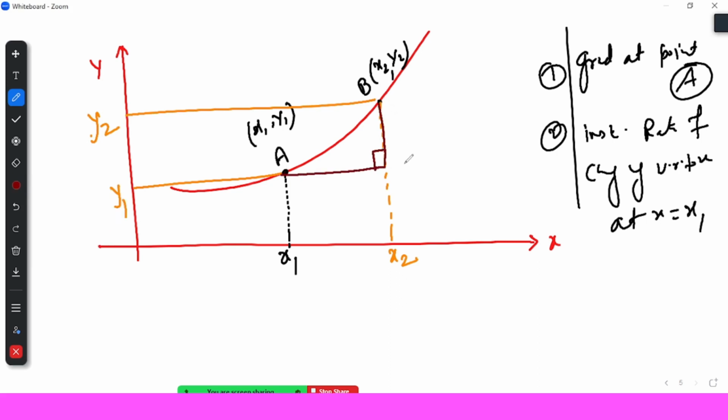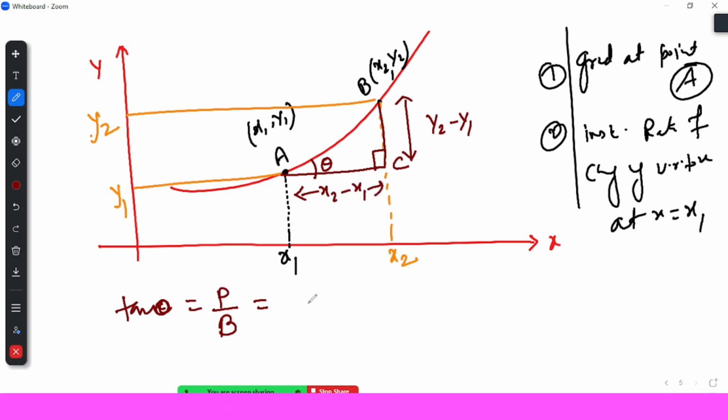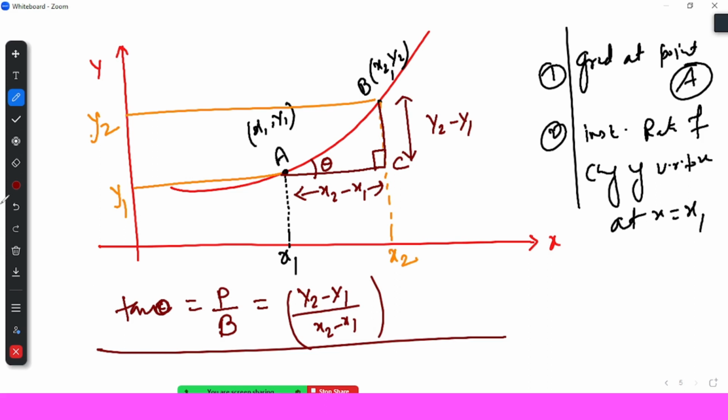This is a right angle triangle ABC, and if this is the angle theta, can I apply here tan theta is equal to P upon B? This will be y2 minus y1. This will be x2 minus x1. So Rishit, can you tell me, can I apply here y2 minus y1 upon x2 minus x1? Can I apply here directly? Is it correct to write? No, because the line is curved. Sorry? The line is curved, so you can't.